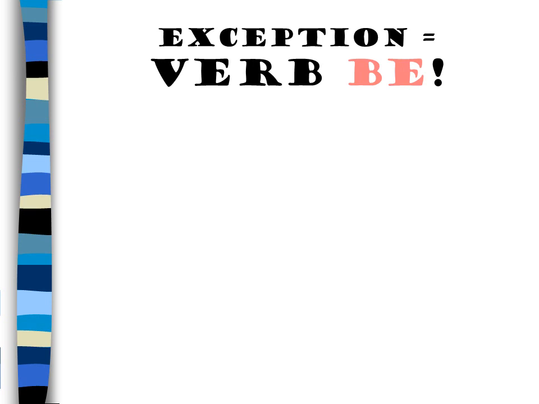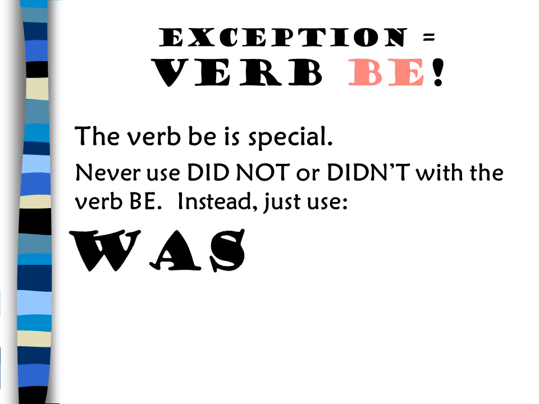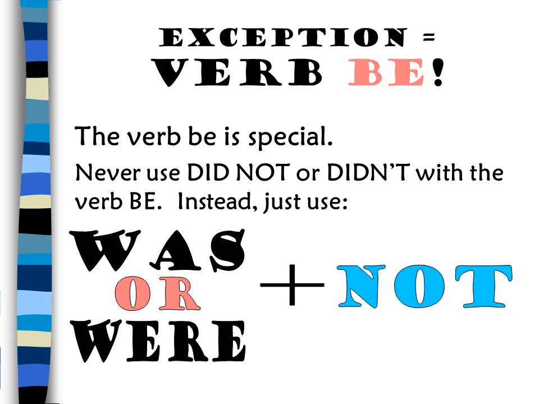Now, we have an exception of the verb be. The verb be is special in English. Never use did not or didn't with the verb be. Instead, just use was or were, plus not. Okay? So, I can't use did with the verb to be.